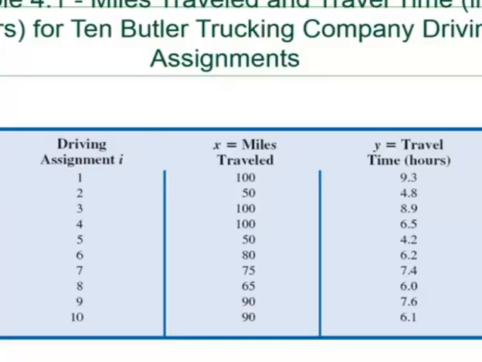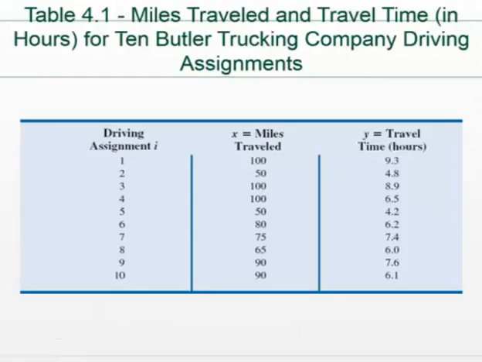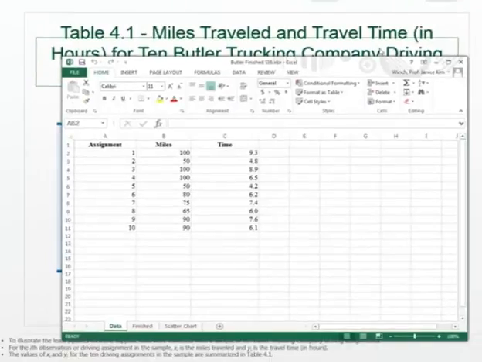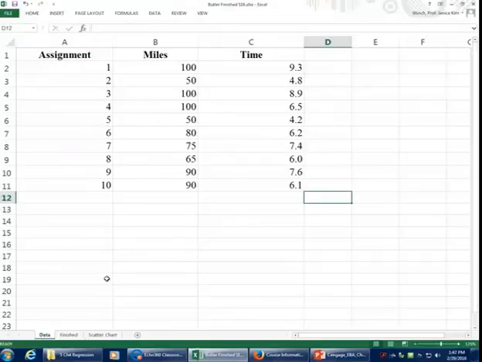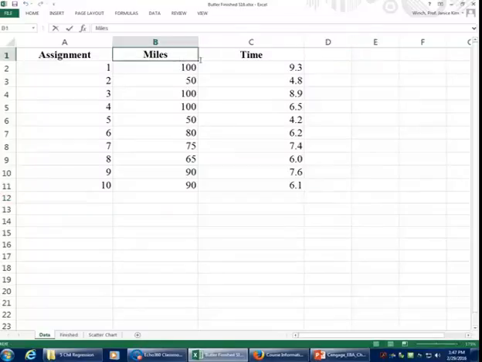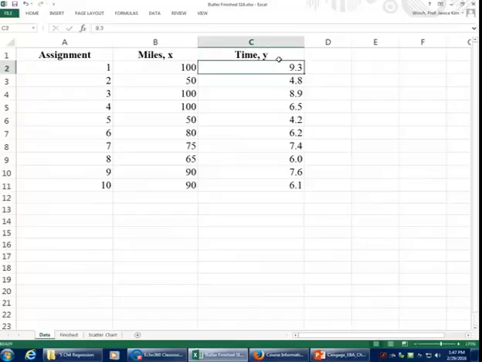Scatter plot? Okay, that's a good idea. So, okay, let's go to the Excel file over here. Okay, so here's my data, and first I want to make a scatter chart from this. And okay, let's remind ourselves which is X and which is Y. What was the miles? X or Y? X. Okay. Time was the Y. Okay. So let's make a scatter chart of this.